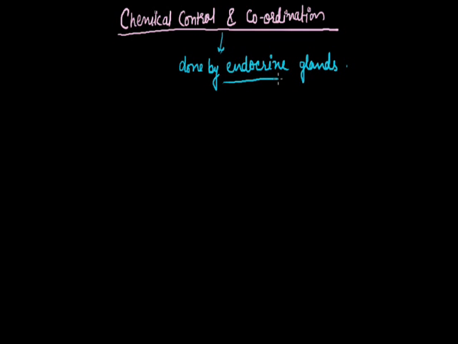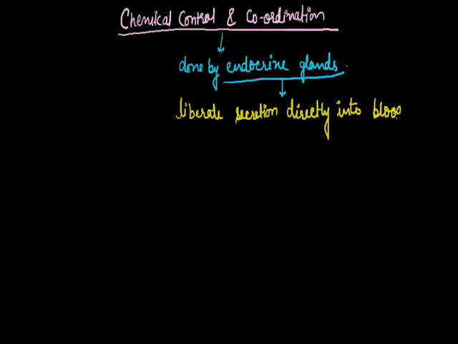We have some secretory organs, secretory tissue, that can liberate their secretion directly into blood. Such kinds of glands or secretory tissue are known as endocrine glands. So actually they liberate their secretion directly into blood. The second important point regarding these glands is that they are devoid of duct, so they are also known as ductless glands.